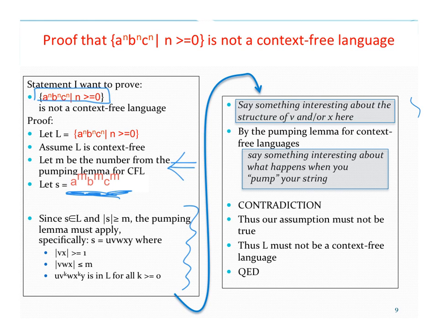So now we need to go on to the meat of our proof, right? We need to say something interesting about the structure of V or X here. Remember, before we were doing it about Y when we were pumping just one piece. But now we're potentially pumping the V and the X. Well, in fact, we are pumping the V and the X simultaneously. So we may need to say something interesting about the structure of V, or about the structure of X, or maybe both, and try and come up with why that can't work.